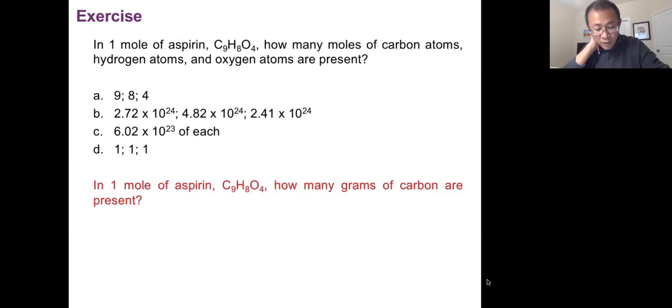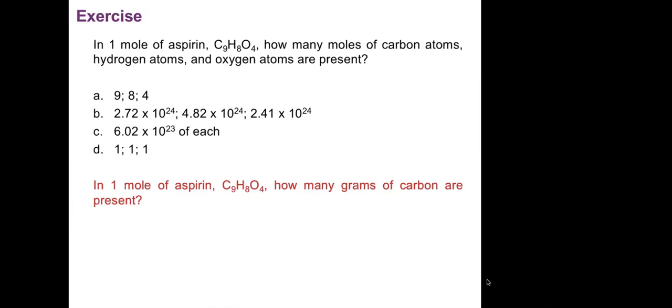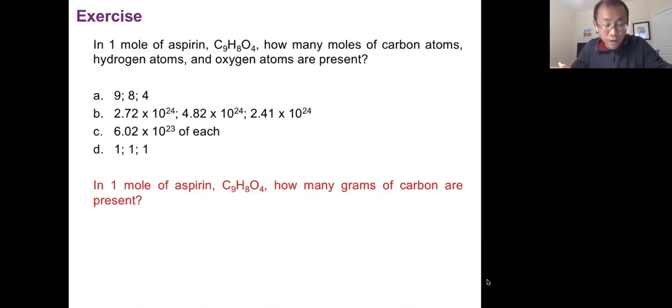How many moles of carbon atoms, hydrogen atoms, and oxygen atoms are present in 1 mole of aspirin? What is the answer? A. A, very good. 9, 8, and 4 moles, because that's where we got it from, the formula. Very good. 1 mole of aspirin has 9 moles of carbon, 8 moles of hydrogen, 4 moles of oxygen. Next question.